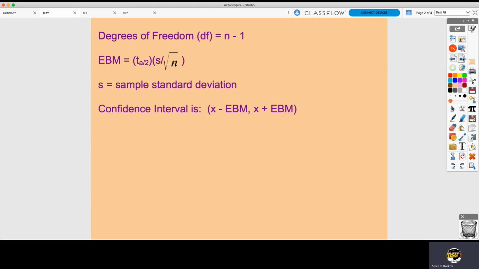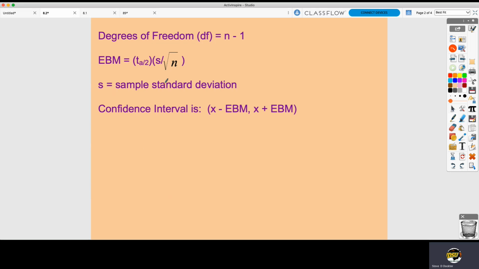The EBM is very similar. The only difference is that this was a z of alpha over 2, and now it's a t, only because we're doing T distributions. How you figure it out is the exact same thing. For the top here, it's still the standard deviation, but this one is the sample standard deviation, and then it's still over the square root of n.